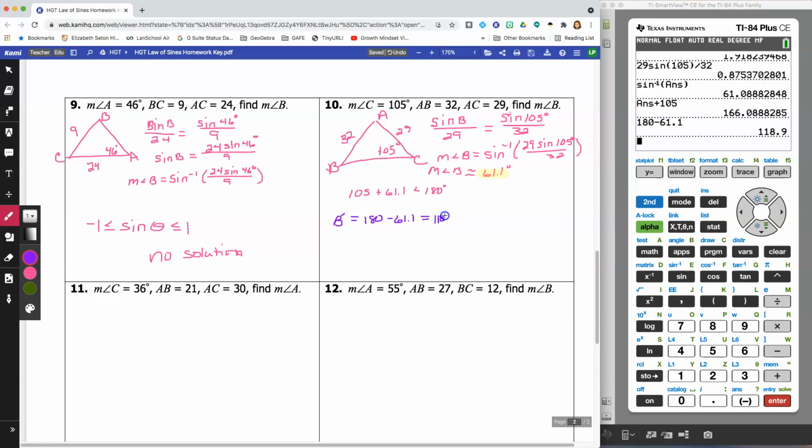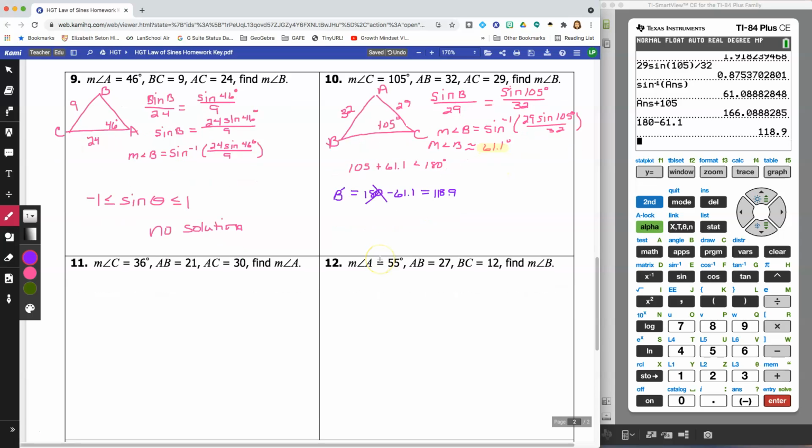Now here's the thing. I cannot have a triangle that has two obtuse angles. I already have an obtuse angle, 105 degrees. So I can't have another obtuse angle. So there is no B prime. That means there is only one solution.